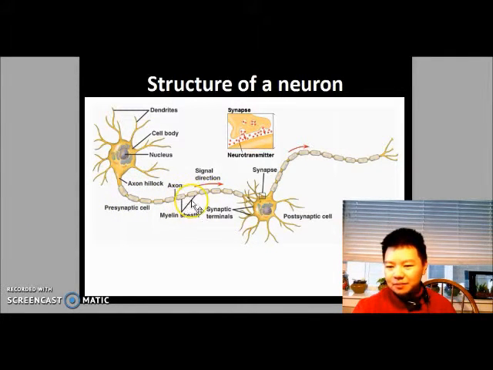Each of these little pieces of myelin is actually an entire cell. These are called glial cells, and the job of the glial cell is to wrap around the axon to produce lots of fatty myelin to insulate it.